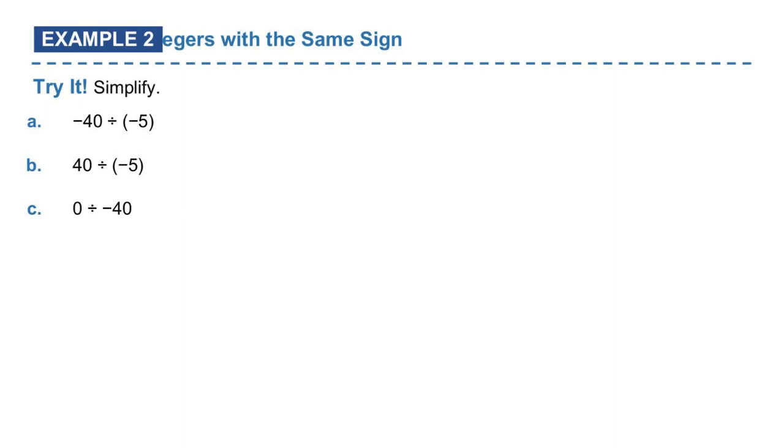Okay, so it looks like I have the same numbers here. So I'm going to do my computation over here on the side. I have 40 divided by 5. I can use my multiplication chart, or I can just know that 8 times 5 is 40. So the computation part is 8, but I have to decide my sign.